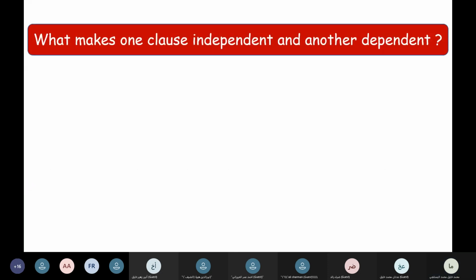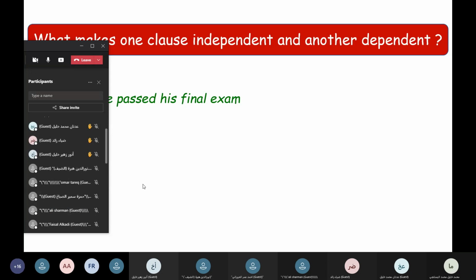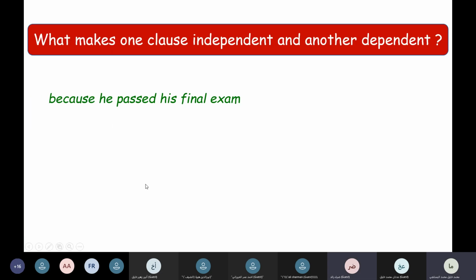Okay. Now, what makes one clause independent and another dependent? Look here. Who can read the example? Dia. Because he passed his final exam. What do you think? Is it an independent or dependent clause? Dependent. Good. It is a dependent clause because, you realize that the meaning is what?